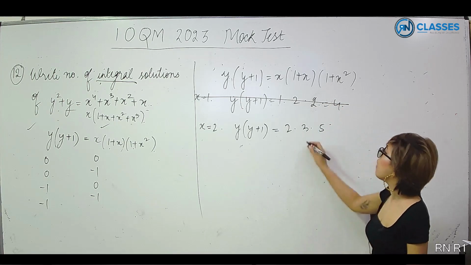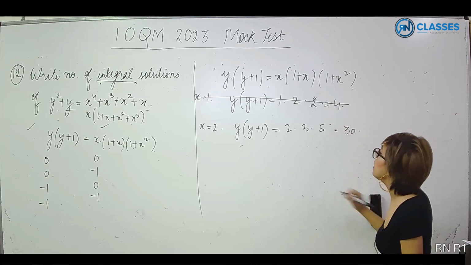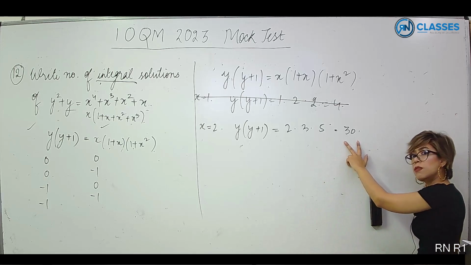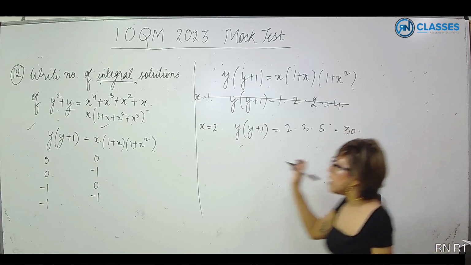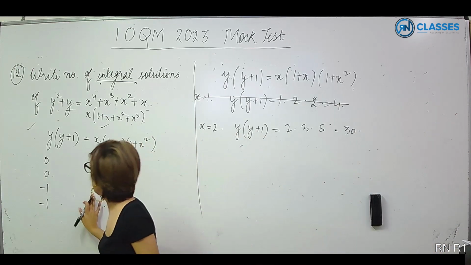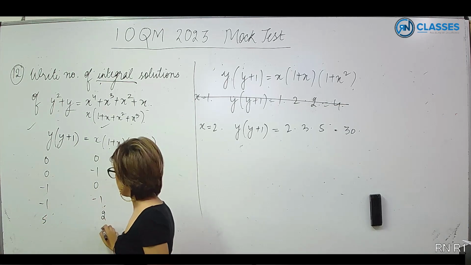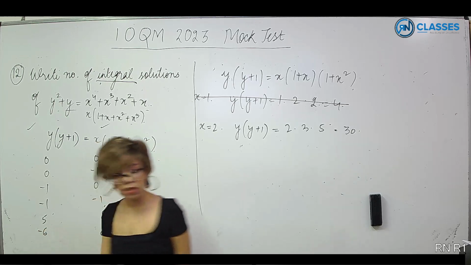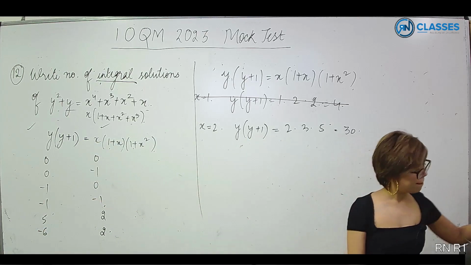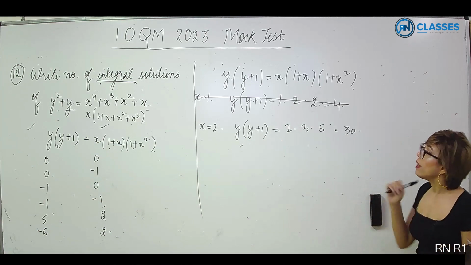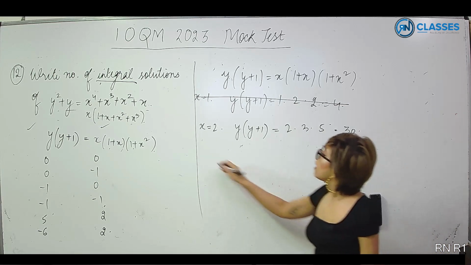Now this is a nice thing. Why? Because this is 30. 30 I can write as 5 into 6. Right? So if I do that, I get x as 2. Along with that, I get y as 5, or the second case is y as minus 6. Yes. Right? Again, the obvious one I'm getting. Now, next, let's move ahead.